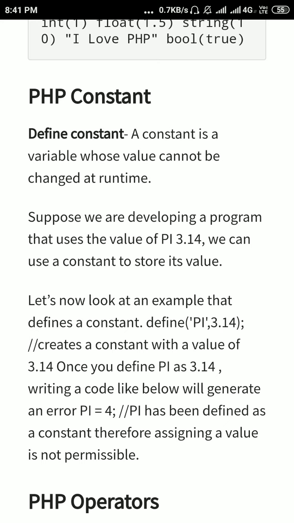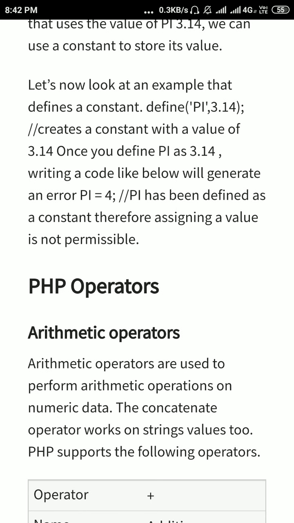Define pi with the value 3.14. Once you define pi as 3.14, writing code like below will generate an error: pi is equal to 4. Pi has been defined as a constant, therefore assigning a value is not permissible. Okay, that means if you write pi is equal to 4, it will create an error because it's a constant value. Pi is equal to 3.14, right?